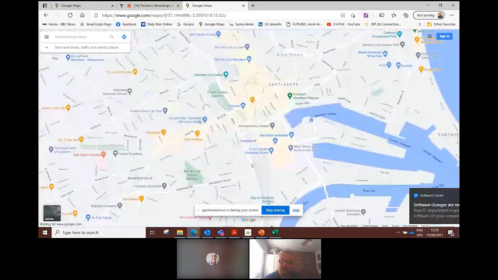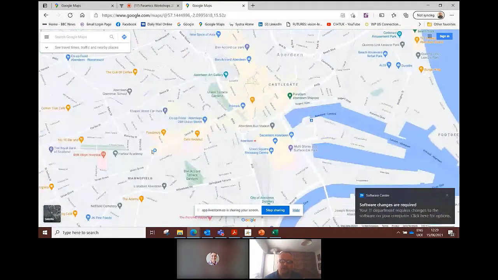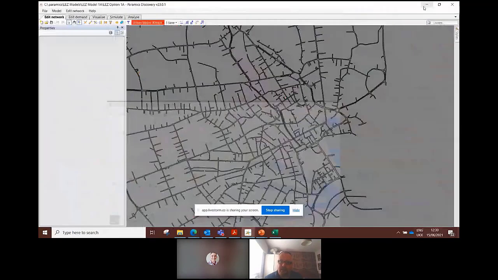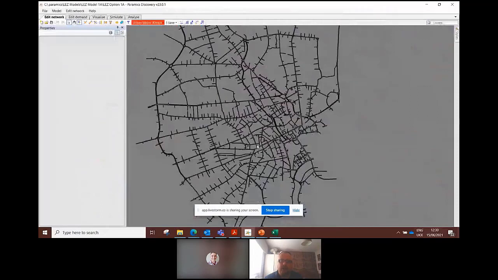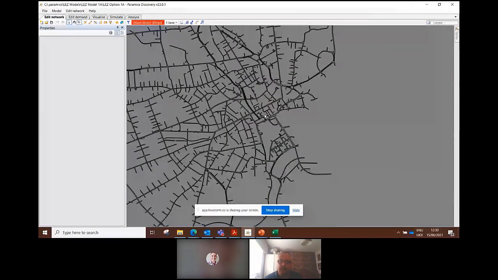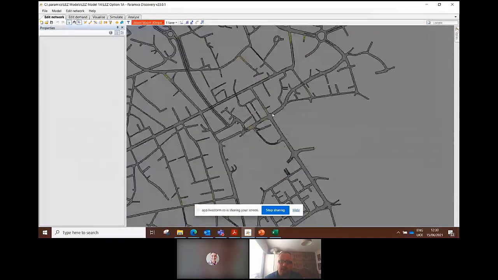If I zoom back in, we have Union Street routing right through the heart of Aberdeen City Centre. If I close that down again, you can get a sense of the scale of the model, including Anderson Drive. It's a pretty big model, quite a big scale that we've got here. Now I'm scrolling in deliberately till I can stop.